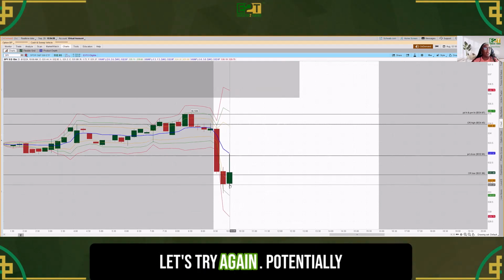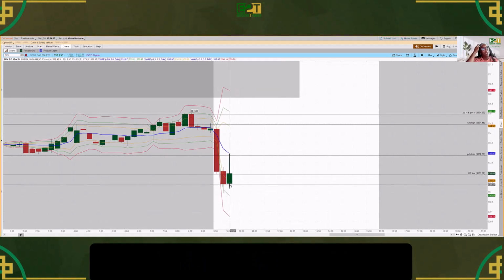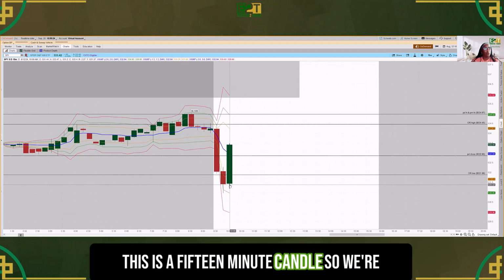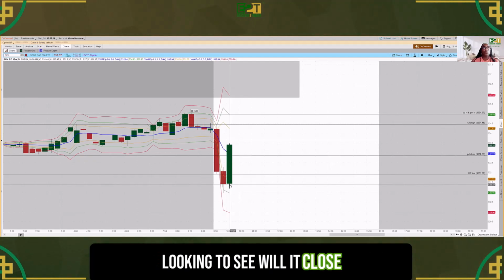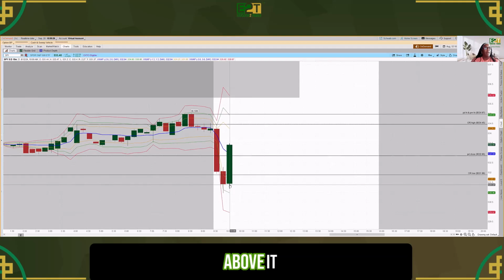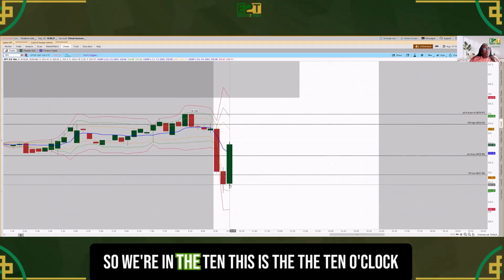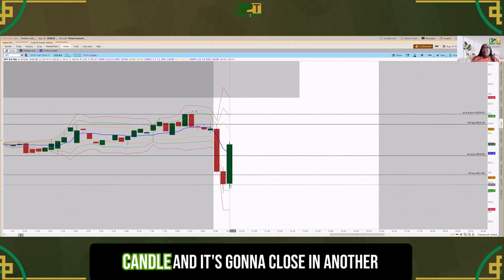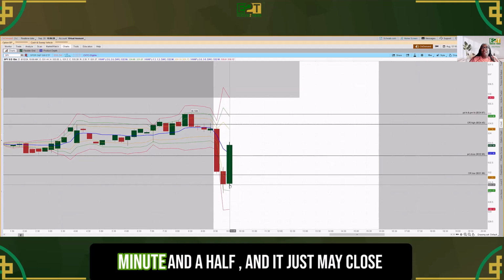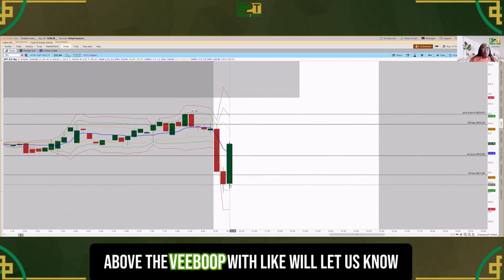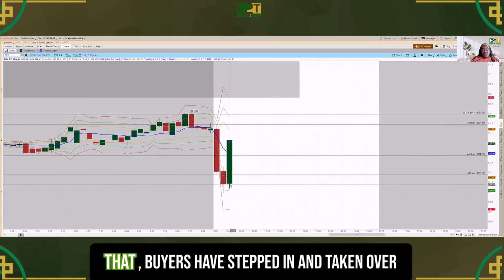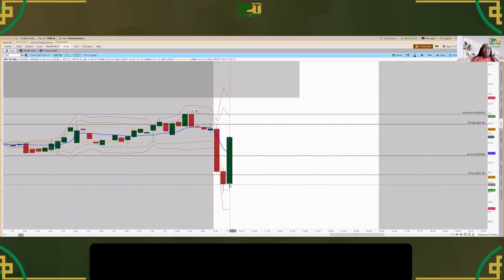Let's try again, potentially. And this is a 15-minute candle, so we're looking to see, will it close above it? It's not where it goes, it's where it closes. So this is the 10 o'clock candle, and it's going to close in another minute and a half. And it just may close above the VWAP, which will let us know that the buyers have stepped in and taken over control.